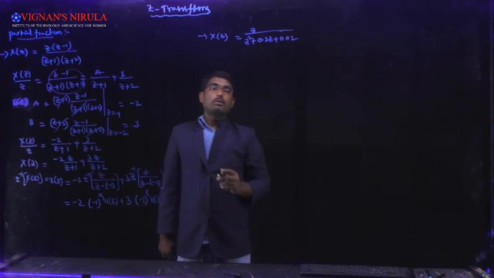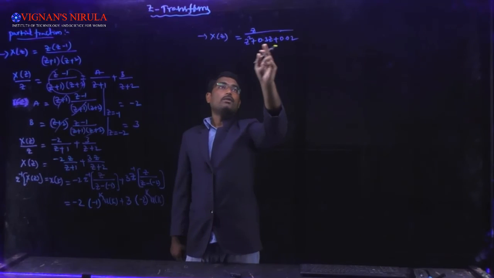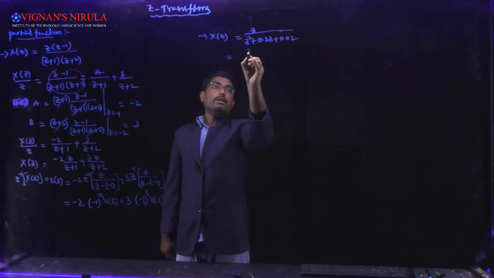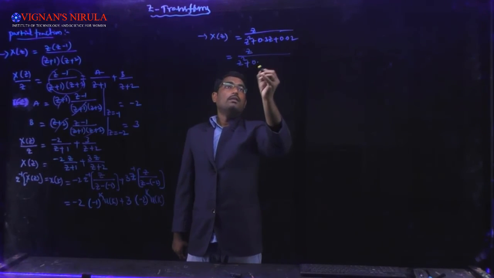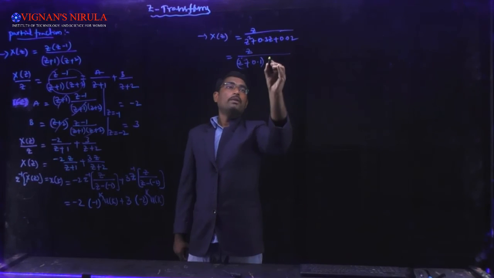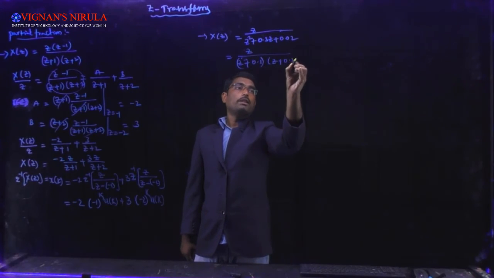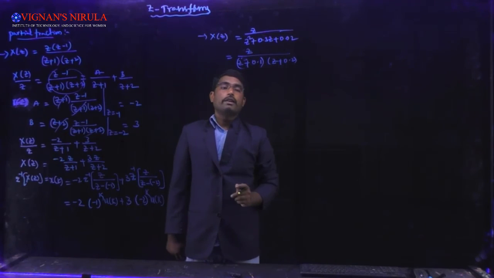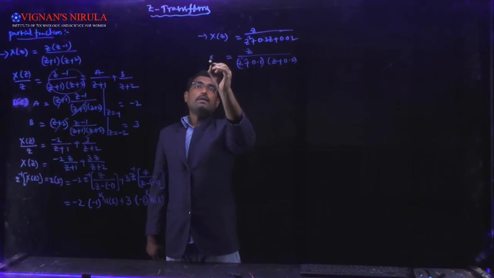So let us go for one more example. X(z) is given as z/(z^2 + 0.3z + 0.02). Now I am writing it as z/((z + 0.1)(z + 0.2)). If you multiply these two, you will be getting this term. So I am writing this as (z + 0.1)(z + 0.2). This is X(z).